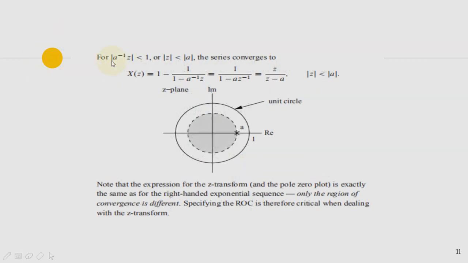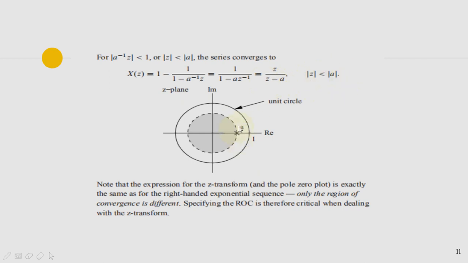So for mod of z raised to 1, mod of a raised to minus 1 into z less than 1, that is, mod of z is less than mod of a, the series converges. So by calculating this, you will get z divided by z minus a, which indicates mod of z is less than mod of a.